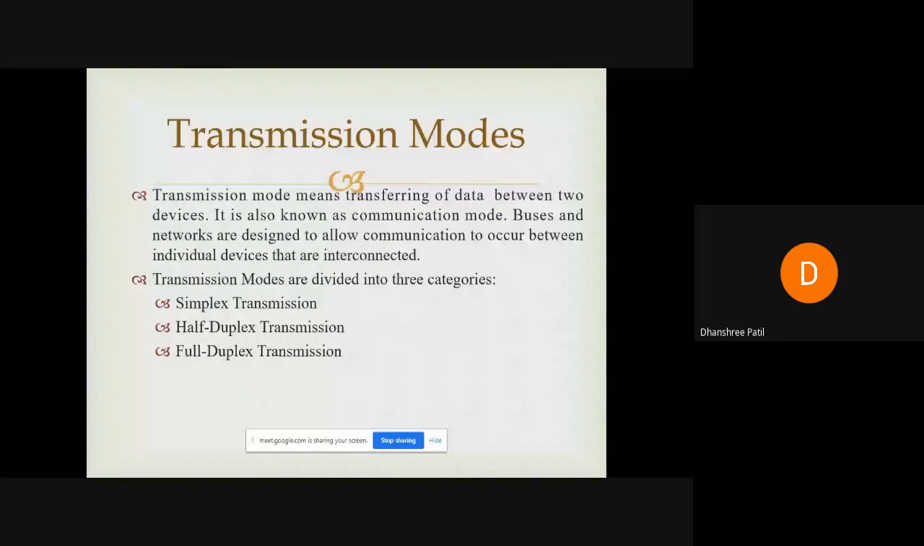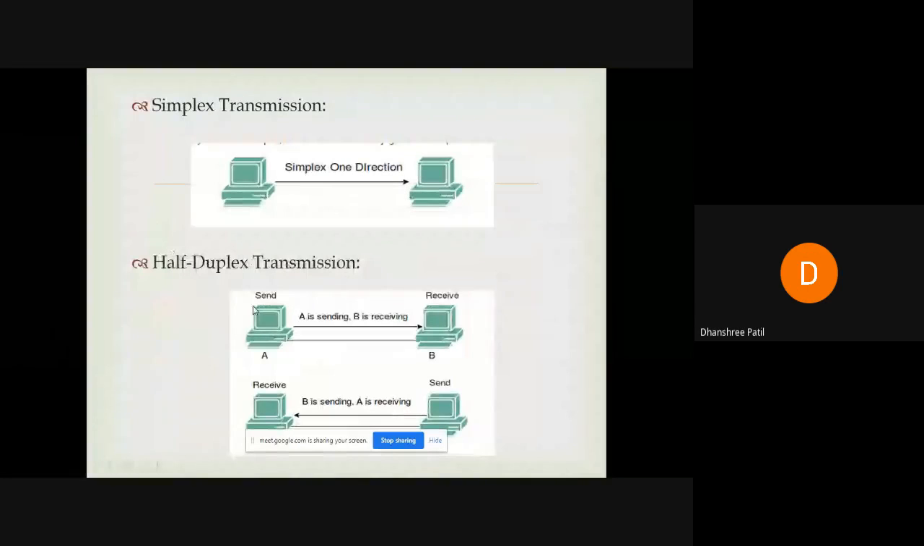Then we have seen transmission modes. Transmission modes are of three types: simplex, half duplex, and full duplex. Simplex means one machine can only send the data and the second machine only receives the data. That is nothing but simplex transmission. In half duplex, a machine can send and receive data, but not at the same time. At first, one machine acts as a sender and the second machine acts as a receiver. That is nothing but half duplex.